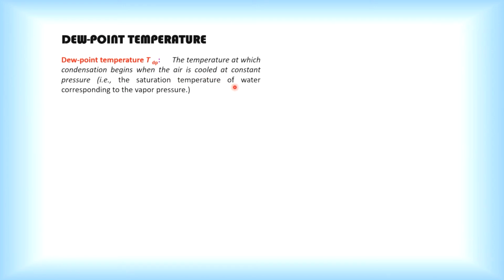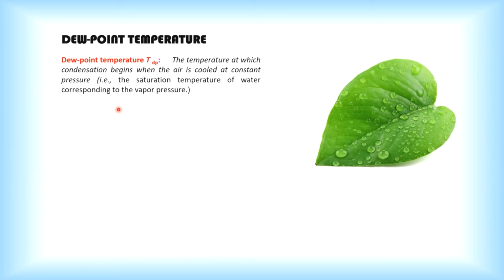Now, the saturation temperature of water corresponding to the vapor pressure. Remember, when moist air comes into contact with any cold surface, it leaves some water particles on the surface of the cold object. Let's say, for example, you have a piece of leaf. You can see these droplets of water here. We call them dew, D-E-W. So liquid water droplets here, we call dew.